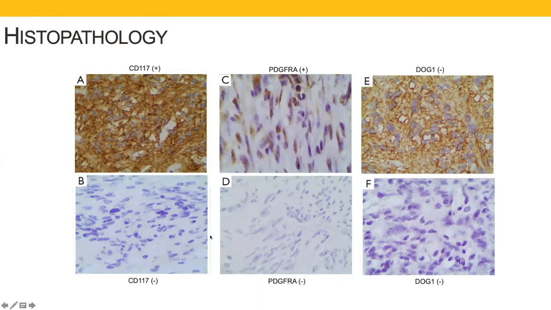If you complete these stains and both are negative and you're highly suspicious that this could be a GIST, the next stain you can use is the DOG1 stain. It's a calcium regulated chloride channel that's often positive in GISTs, even when CD117 and PDGFRA are negative.